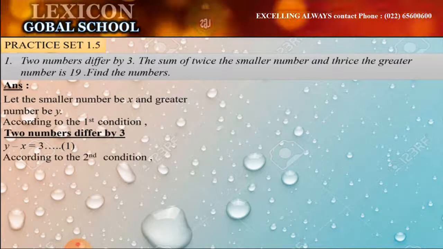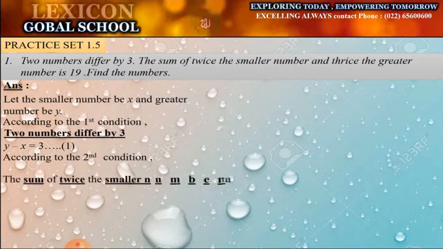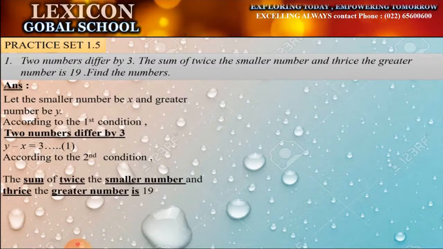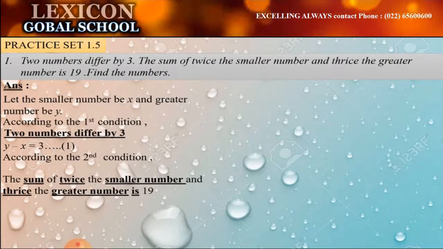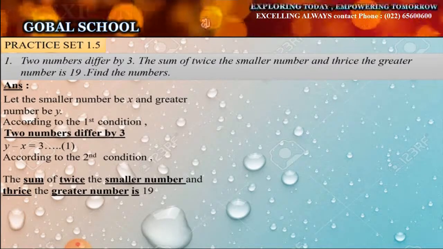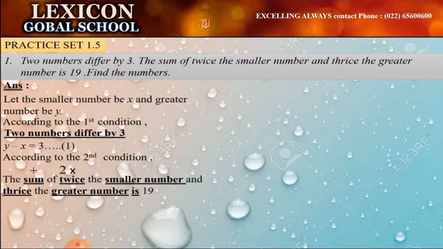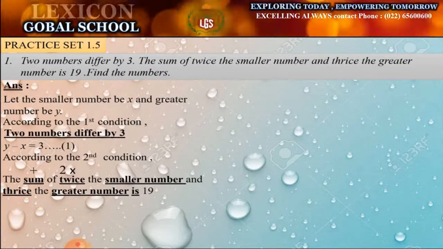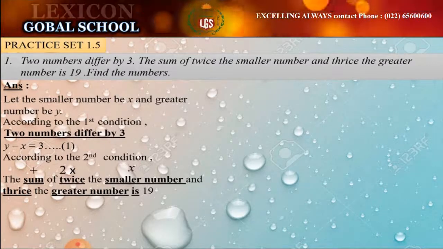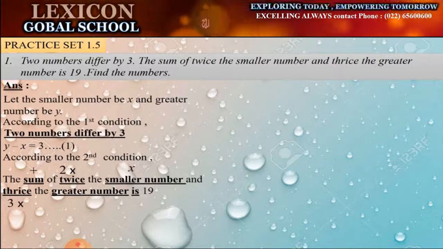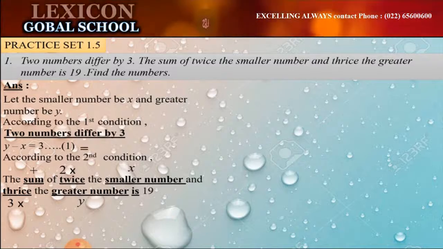According to the second condition, that means the second statement: the sum of twice the smaller number and thrice the greater number is 19. Let us look upon the words of this particular sentence. The word sum means addition. Twice means 2 into. Smaller number, our smaller number was x. Thrice means 3 into, and greater number, y. Is means is equal to.